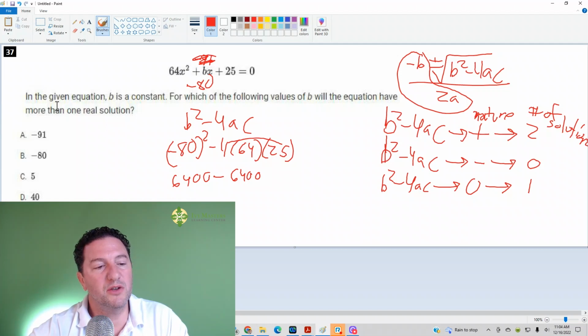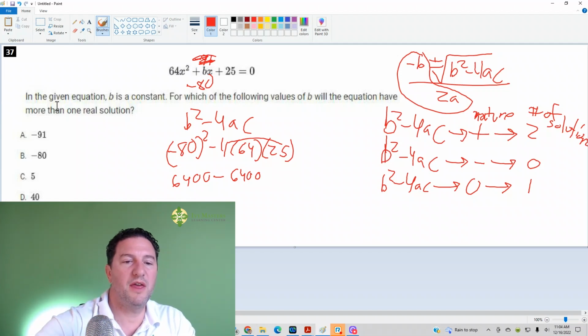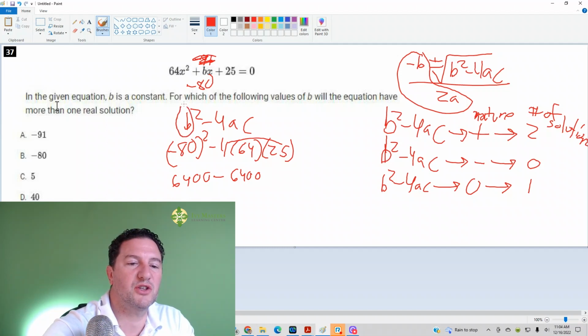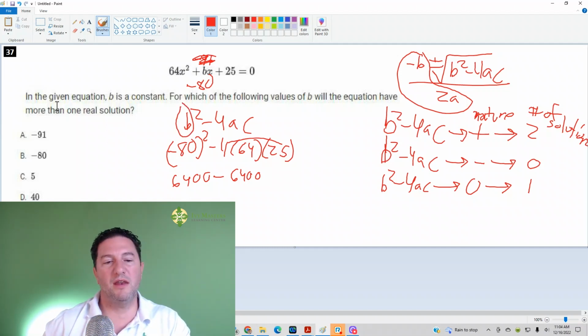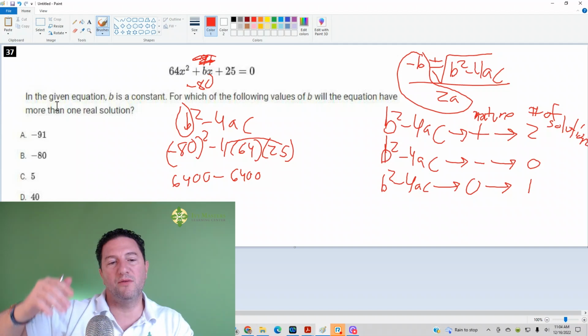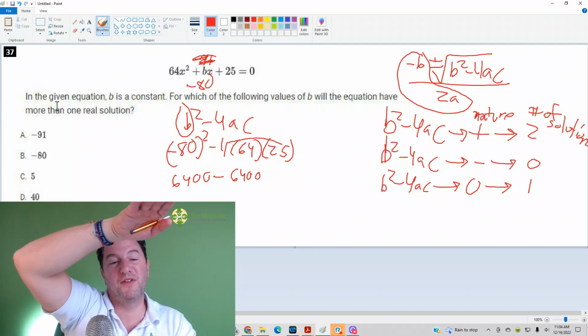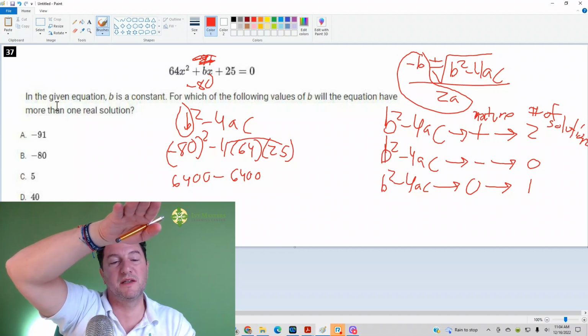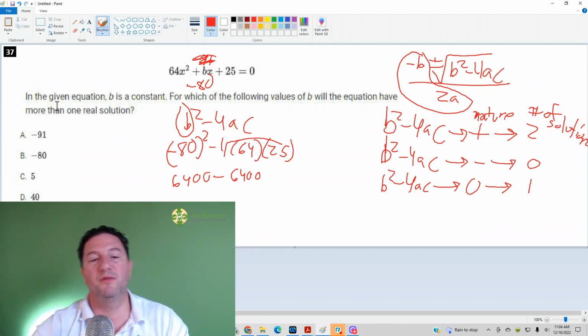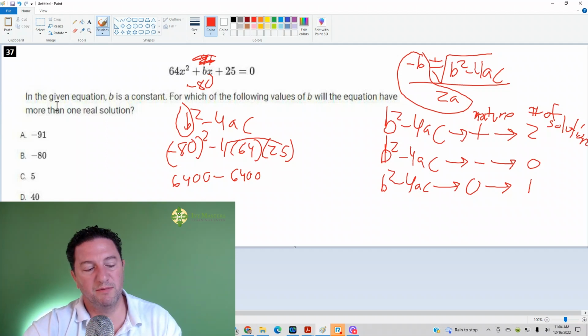And if you notice, we know that the other answer choices are going to be wrong, because as the value of b gets smaller, you're going to get a negative. When the absolute value of b is the biggest, you have the biggest chance of it having 2 solutions. And when the absolute value of it is the smallest, then it's the smallest chance of it having 2 solutions.